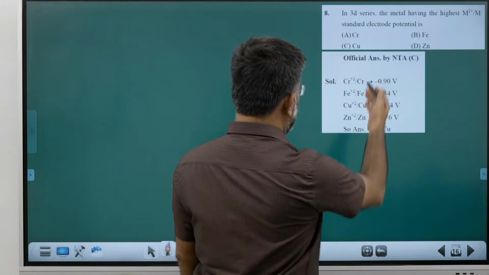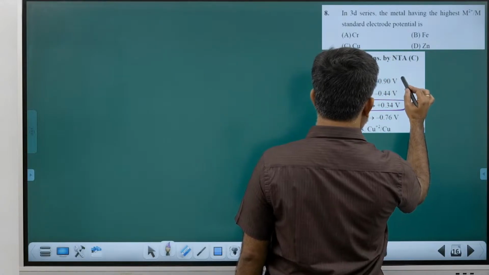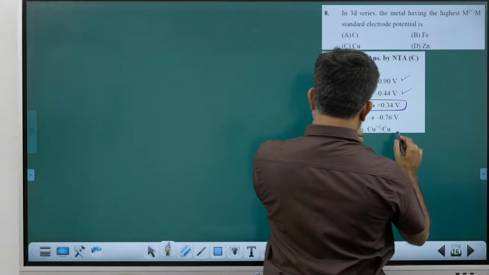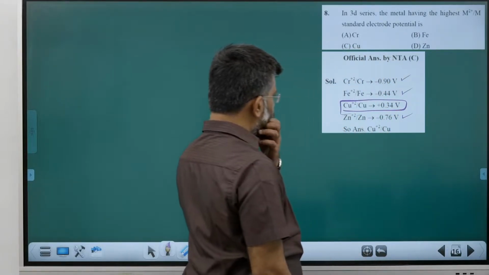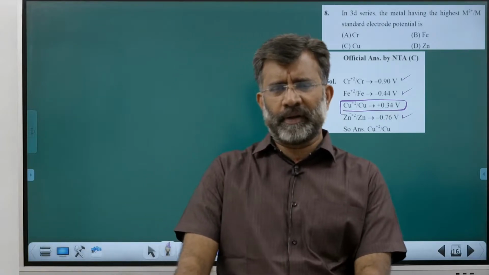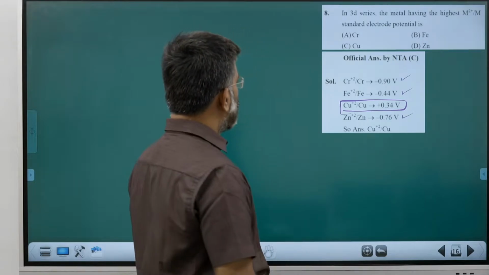And the data is available. Copper has a positive value. All others have negative values: -0.9, -0.44, -0.76. Copper and zinc values we refer to quite often, even in the chapter electrochemistry. Okay, right. Next one.